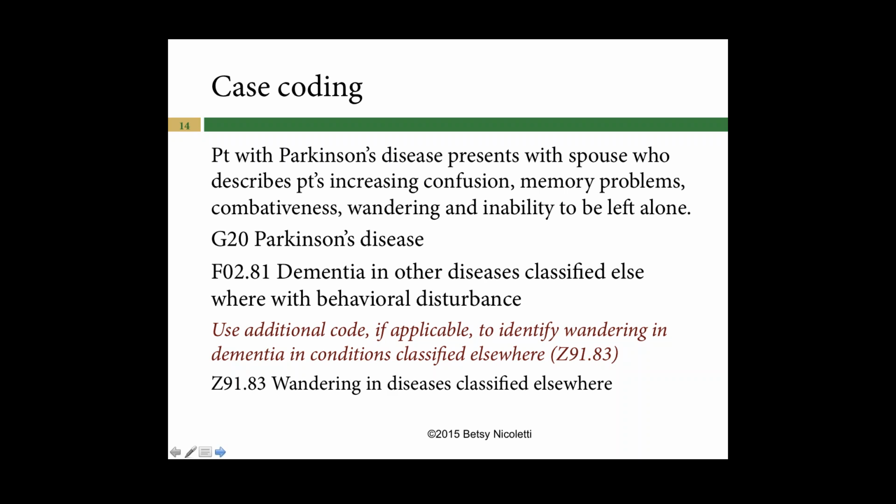If we have a code that is with, you can be sure there's a code for without. So if it was a patient without behavioral disturbance, we would have a code for that. You know, there's a code for that, just like there's an app for that. With 70,000 codes, there's a code for that. And then we have a notation, use an additional code, if applicable, to identify wandering. And there's a code for wandering, quote, in diseases classified elsewhere. So that's dementia coding.